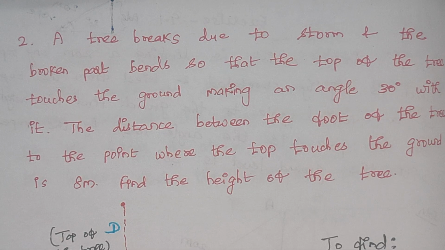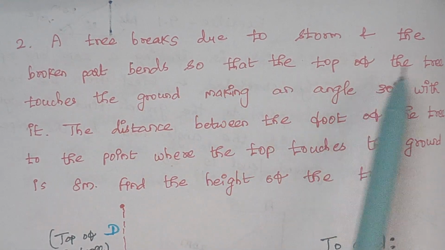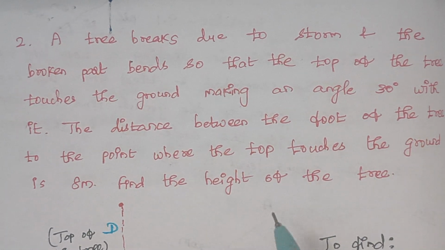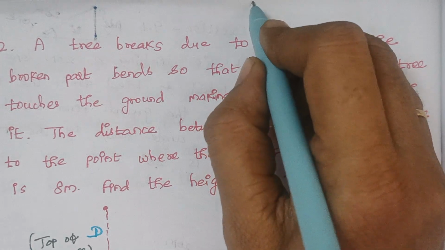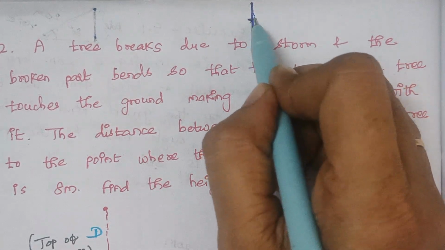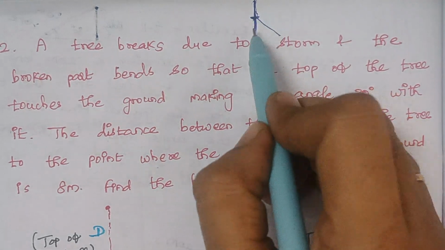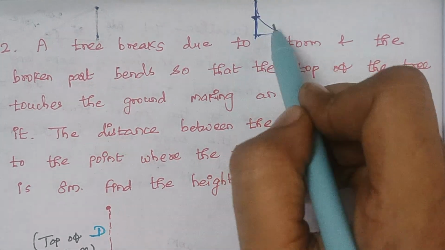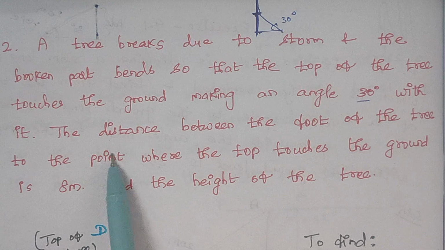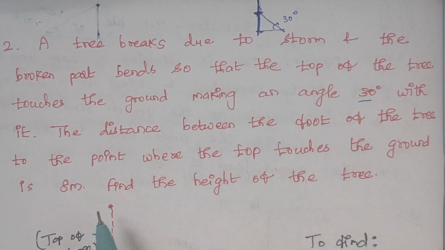The second problem is: a tree breaks due to storm and the broken part bends so that the top of the tree touches the ground, making an angle of 30 degrees with it. So here you see there is a tree, and a part of the tree is broken. This broken part lies on the ground and it makes an angle of 30 degrees. The distance between the foot of the tree to the point where the top touches the ground is 8 meter.